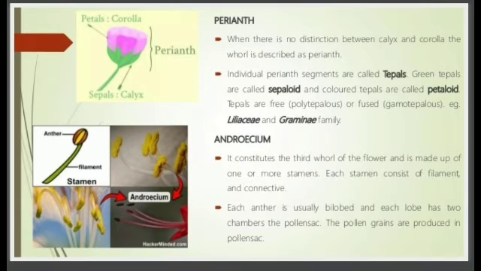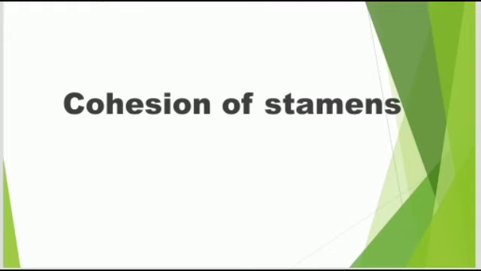Now androecium is composed of stamens. Each stamen is made up of filament and an anther. Each anther is made up of two lobes, and in turn each lobe has two microsporangia, and that anther is known as dithecous. Clear? So when stamens are free from each other, the stamens are called polyandrous.